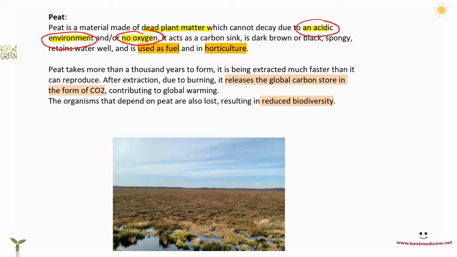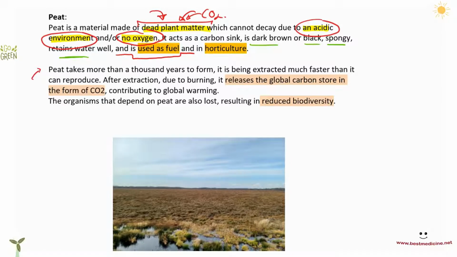So because peat is dead plant matter, and plants are made up of biomass, and biomass comes from CO2, right, from photosynthesis, peat serves as a carbon sink, as a store for carbon. Now, peat is dark brown, black, or spongy, and it also retains water well. Because it is made up of dead plant matter, it can be used as a fuel, and it can also be used for horticulture. The reason why it can be used for fuel is because it is made up of carbon, and carbon can be burned, just like trees can be burned.